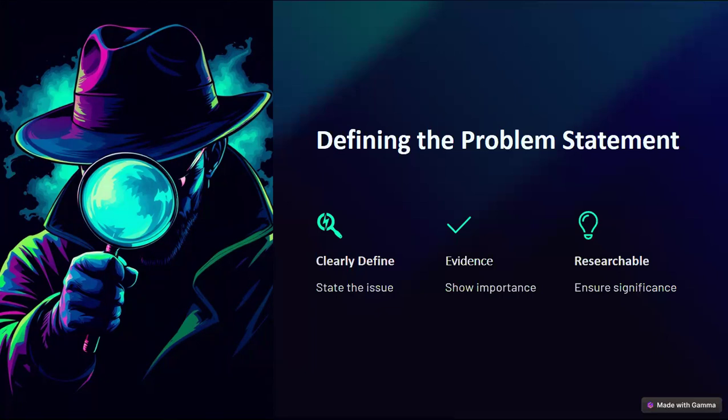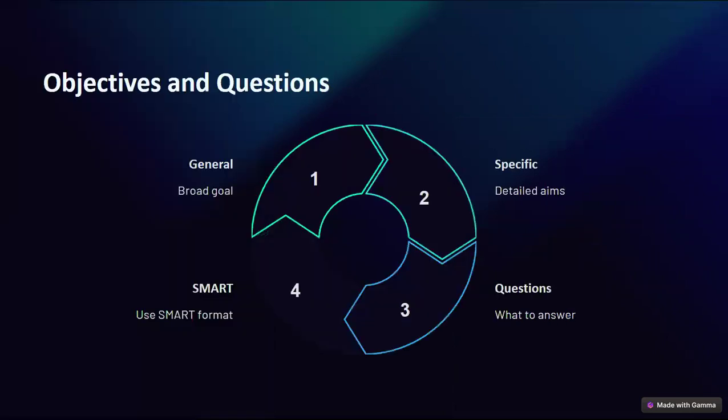And then you also need to show how researchable the problem is. Ensure that it is significant. Okay, so all of this you have to do when you are defining the problem statement. Then you move on to your next slide where you have your objectives and the research questions.